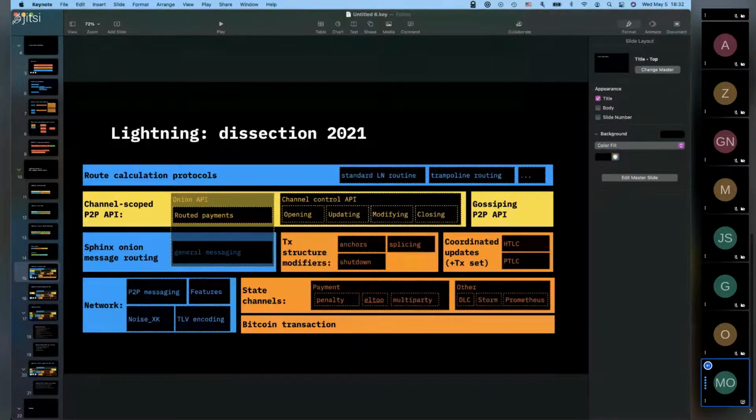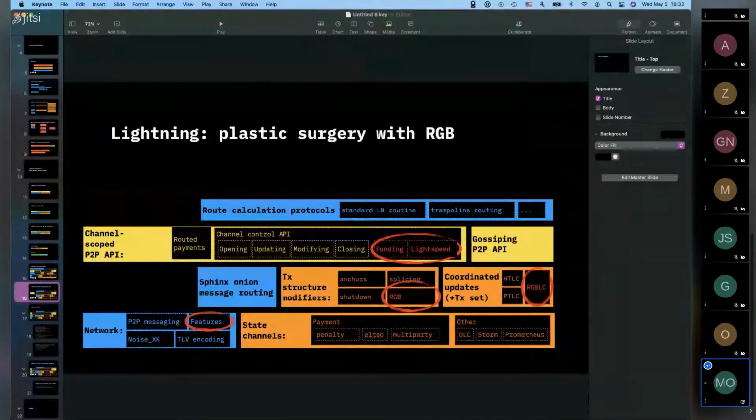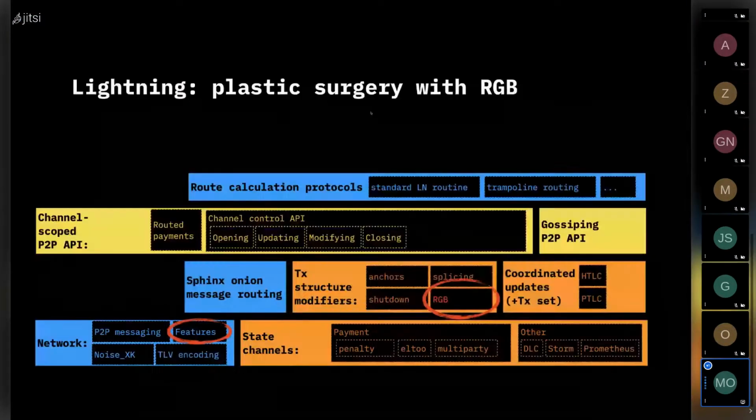Okay, probably I will move further, and we will continue with the questions after the next slides. There is really one slide left and a few textual descriptions of it. So now plastic surgery, first with RGB, next with Bifrost, and finally with DEX. With RGB, we need to do really very few things.